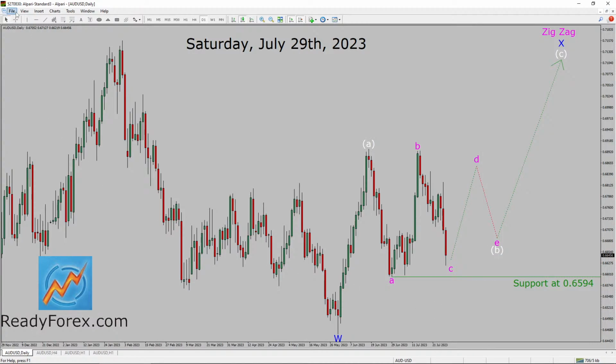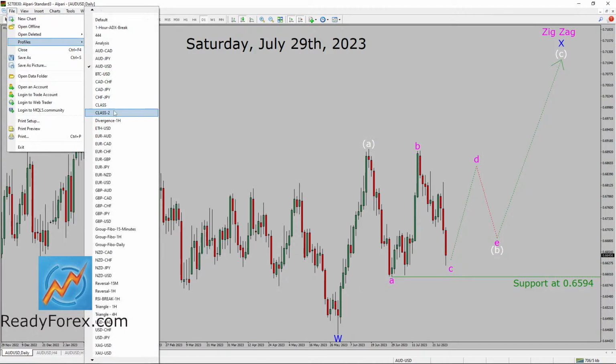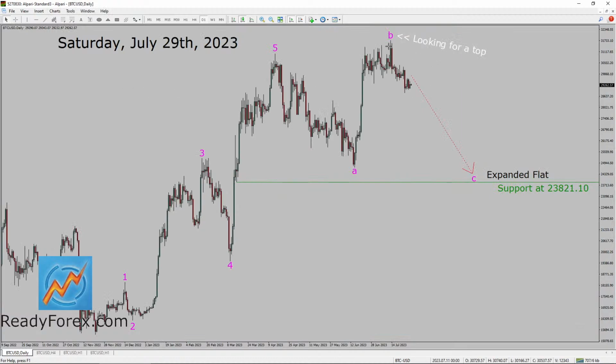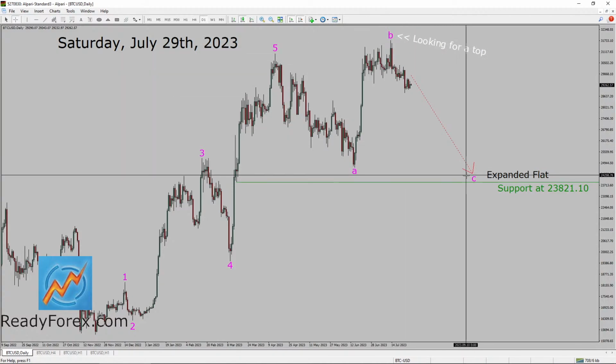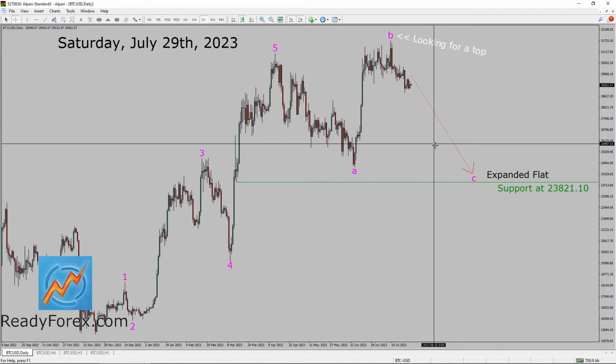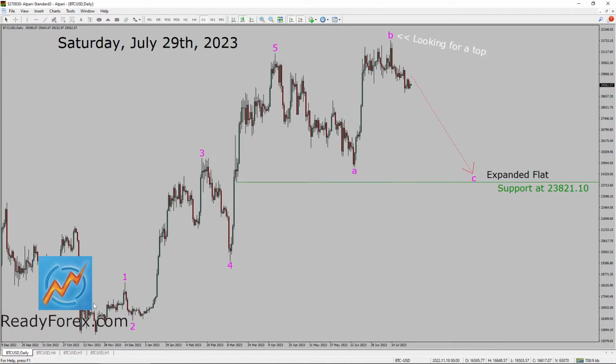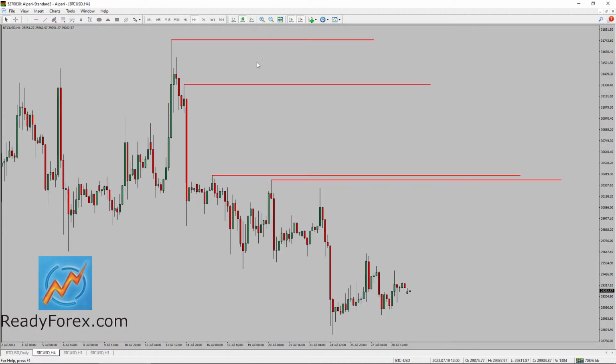Next, let us take a look at Bitcoin, and then I will take a look at some of your requests. Okay, Bitcoin, I expect a top in Bitcoin in the daily time frame, and it seems to me Bitcoin is probably going to drop more to complete this bullish expanded flat pattern. If you take a look at the 4-hour time frame, price action is printing lower swing highs and lower swing lows. To me, it's a downtrend in Bitcoin.